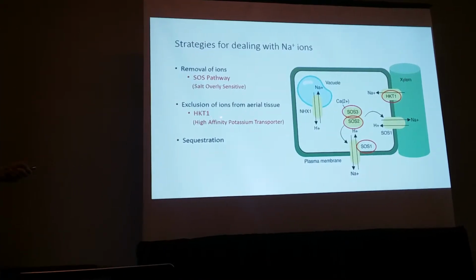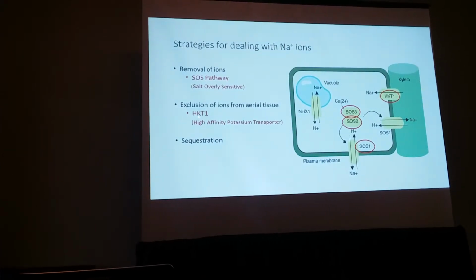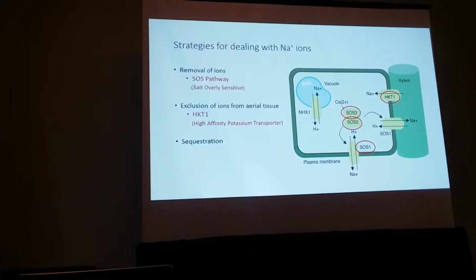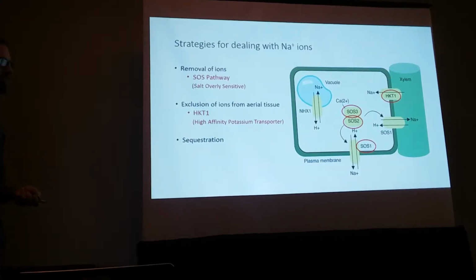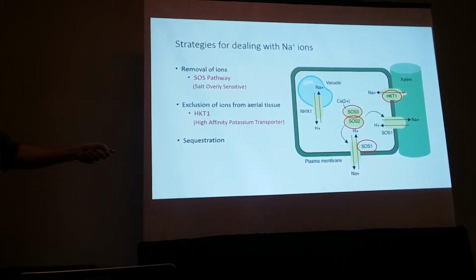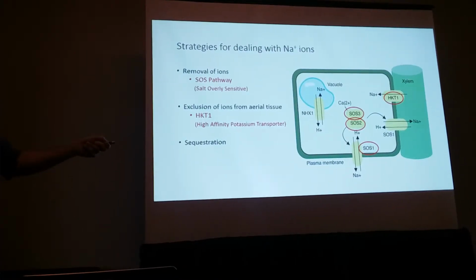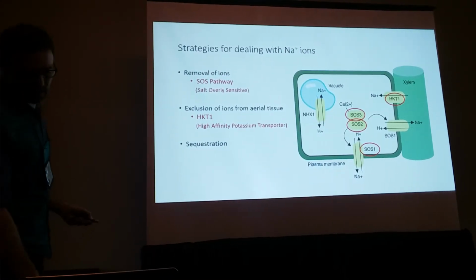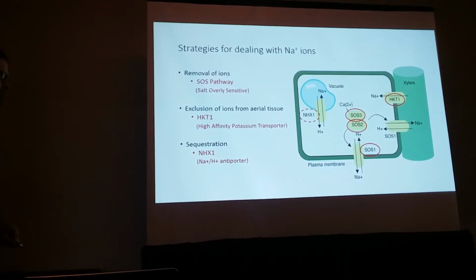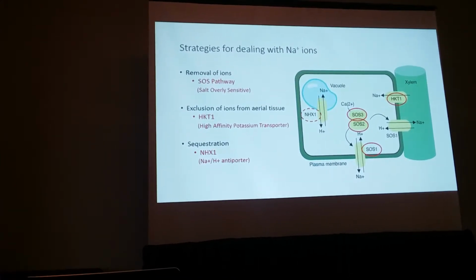In terms of excluding ions from the aerial tissues, HKT1 is a key player. HKT1 stands for high affinity potassium transporter, which in this case is a misnomer because it's actually a sodium transporter. It's a member of a potassium transporter gene family. So what it does is it seems to be involved in basically pumping sodium out of the xylem sap back into the root cells so that they don't go up into the photosynthetic tissue. And then NHX1 is another sodium proton antiporter that's involved in sequestering sodium ions in the vacuole.